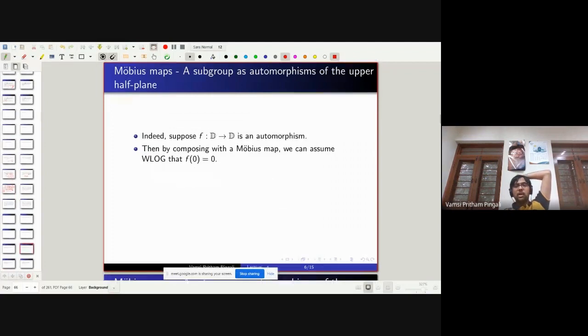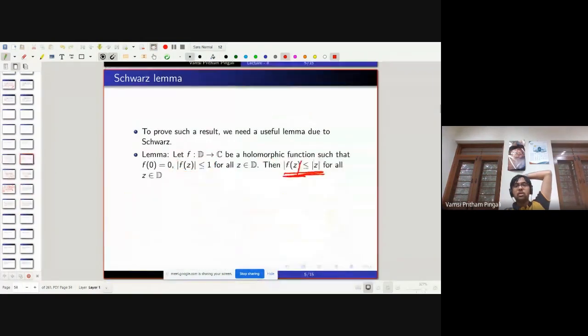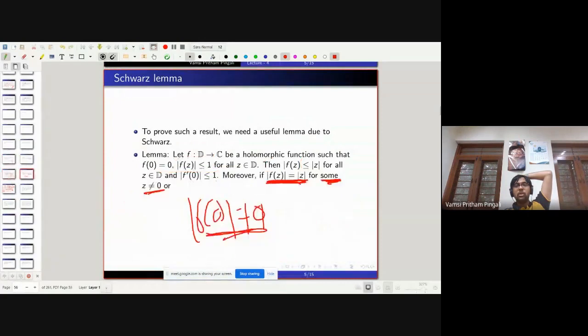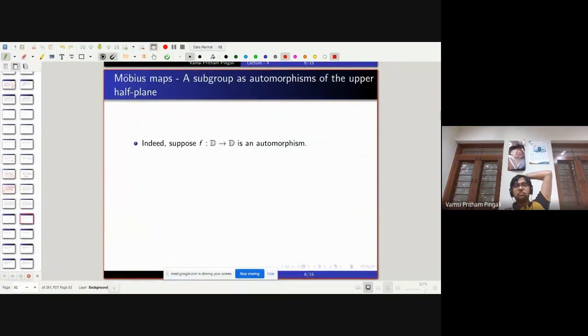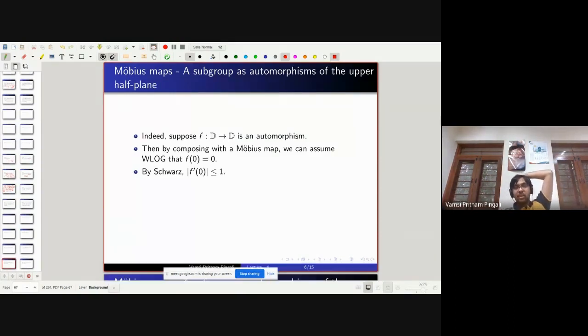By Schwarz's lemma, if f(0) is 0 and f takes the disk to the disk, we have satisfied all the conditions necessary for Schwarz's lemma. So we can apply Schwarz's lemma and conclude that |f'(0)| is less than or equal to 1. And here comes the neat trick. Because f is an automorphism, f inverse is also analytic. f inverse takes 0 to 0, and f inverse takes the disk to the disk. So f inverse also satisfies the hypotheses of Schwarz's lemma.